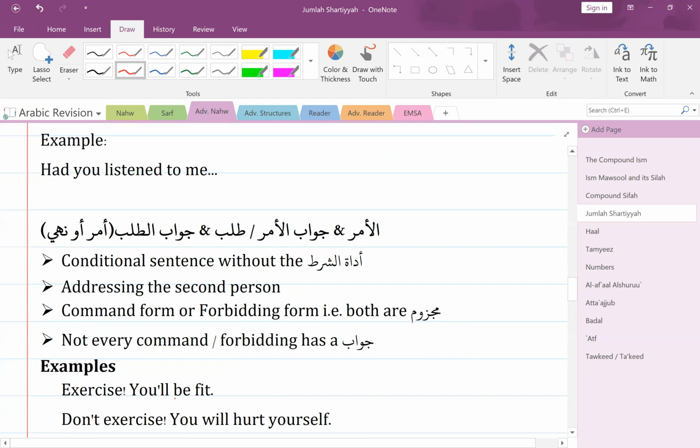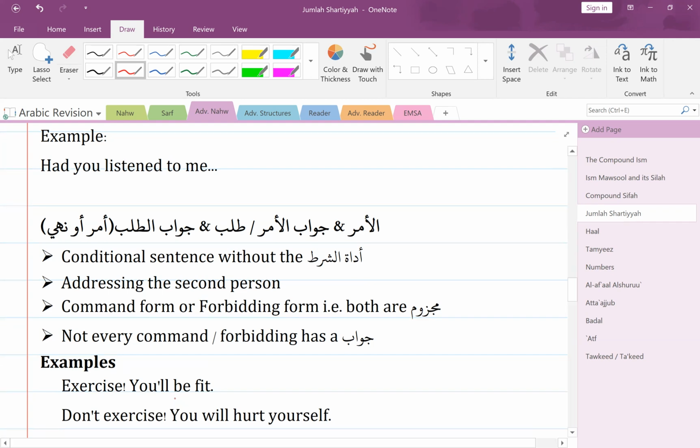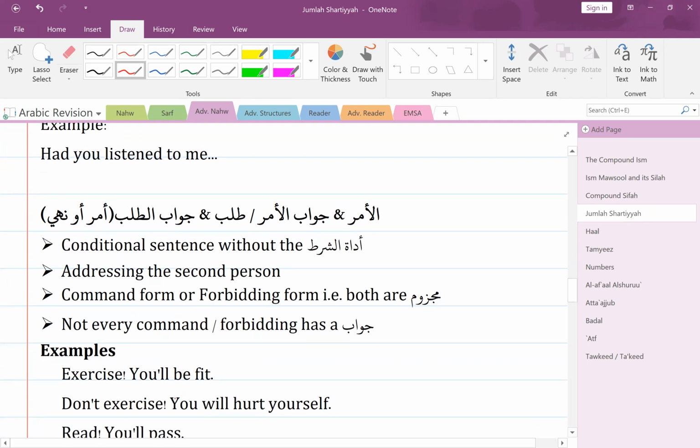I hope that's clear. We go to another aspect that is linked to Jumlah SharTiyah. This is slightly a different aspect, but it's linked to Jumlah SharTiyah. Now, this aspect is called Al-Amr and Jawabul Amr. Just like we looked at Shart and Jawabul Shart, now we're looking at another concept that is very similar, which is Amr and Jawabul Amr, or Talab and Jawabul Talab. So a request and the response to that request, or a command. It could also be a forbidding, and the response to that command or forbidding.